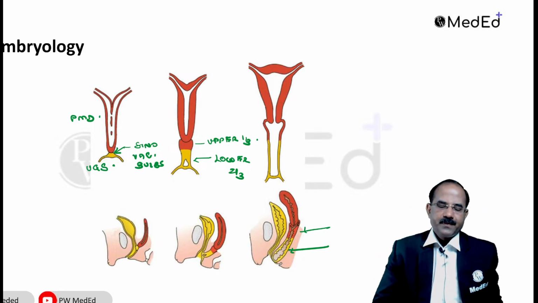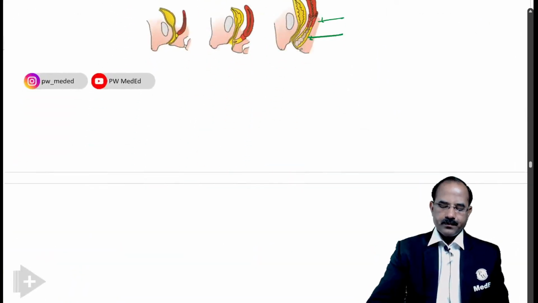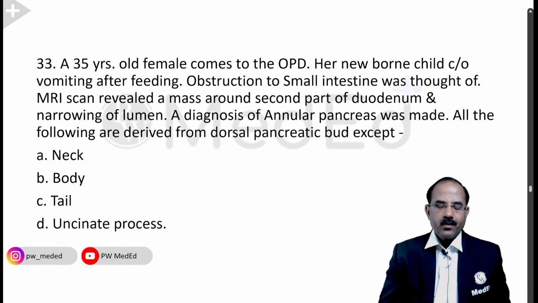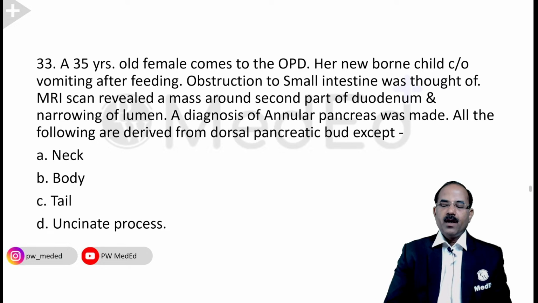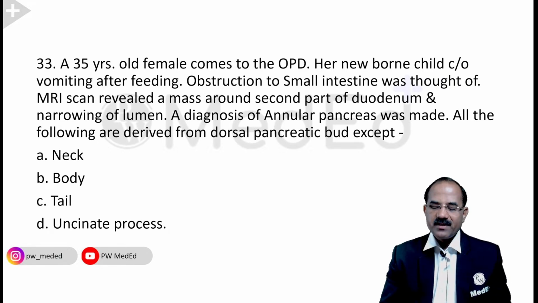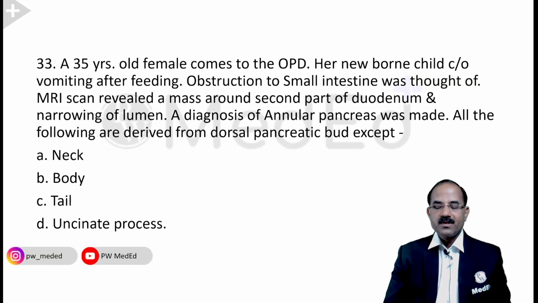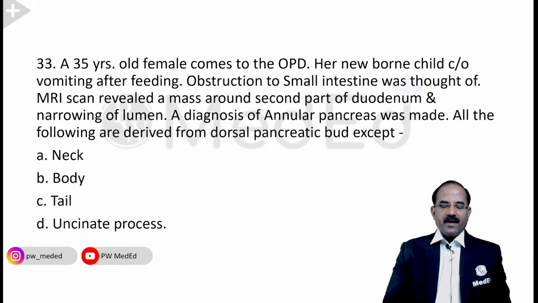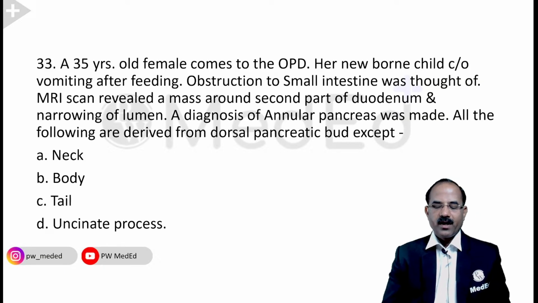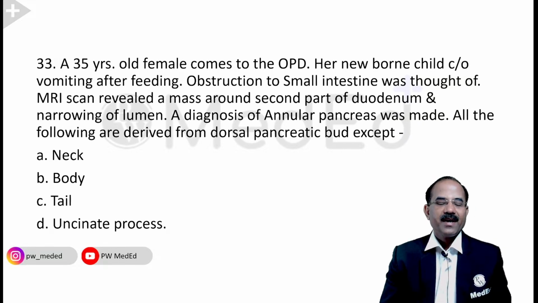Let us proceed then. A 35 years old female comes to the OPD. A newborn child complains of vomiting after feeding. Obstruction to the small intestines was thought of. MRI scan revealed a mass around the second part of the duodenum and narrowing of the liver. A diagnosis of the pancreas. All the following are derived from the dorsal pancreatic bud, except, yes, students, answer this.